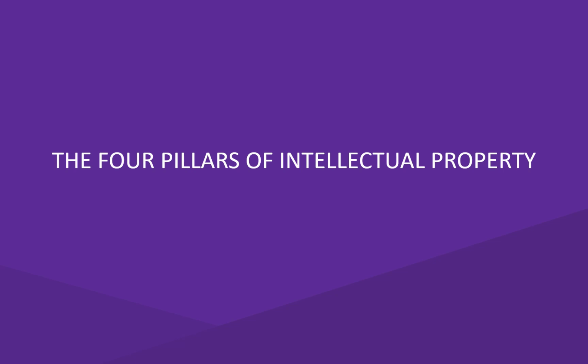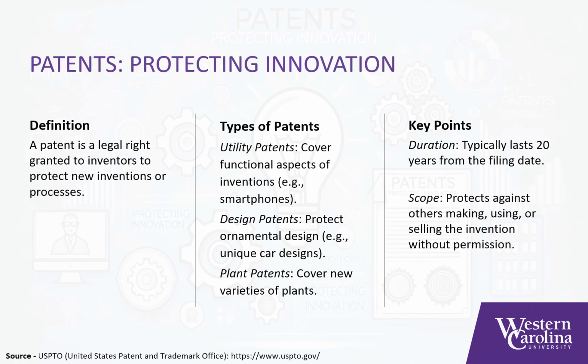Let's start with patents. Patents are one of the most well-known types of IP. They give inventors exclusive rights to their inventions for a certain period, typically 20 years. There are three types: utility patents for functional inventions, design patents for ornamental designs, and plant patents for new plant varieties. A great example is Tesla, which patents many of its car innovations. Patents give companies a competitive edge while encouraging technological advancement.